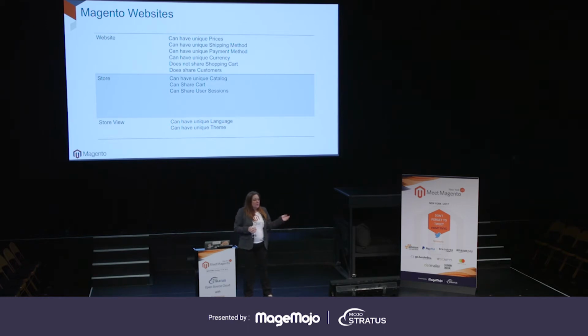A store can have a unique catalog. So this is where maybe your website has a regular store, and then they have like a private sales store, a flash sale store, a specific holiday store or something. And they can share the shopping cart and user sessions. And then store views can have unique languages and themes, so these are usually used for localization.